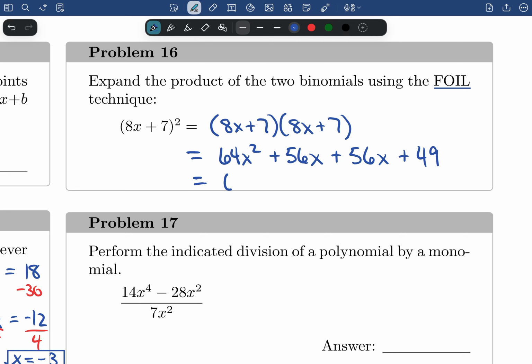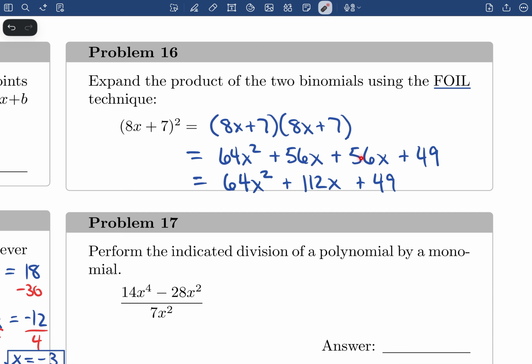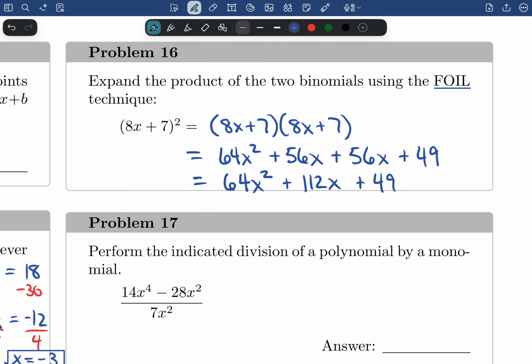And combining any like terms, I get 64x squared plus 112x plus 49. What I just did was add 56x plus 56x to make 112x. Now that I've combined all like terms, I can report my answer. This is my solution.